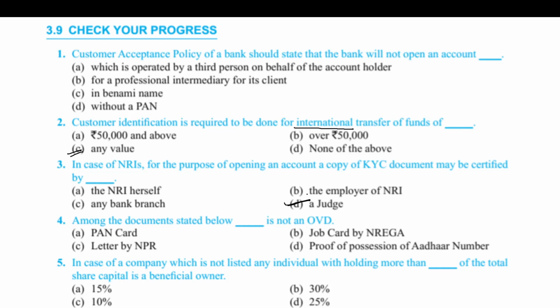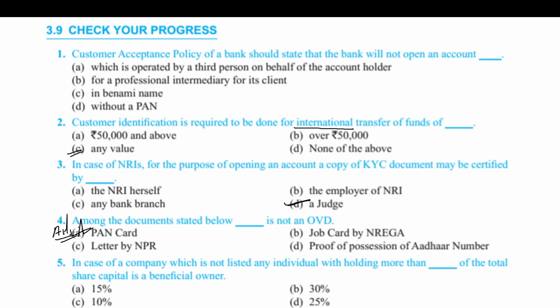Among the documents stated below, dash is not an OVD. Okay, PAN card, job card, letter by NPR, proof of possession of Aadhaar number. So PAN card is not an OVD. There are only 6 OVDs. PAN card is not one of them. So A is the correct answer for this question.